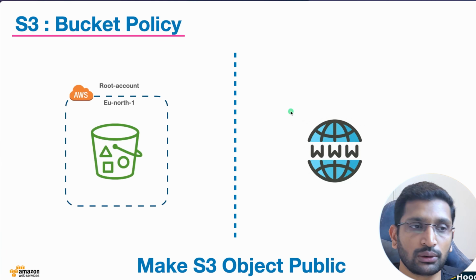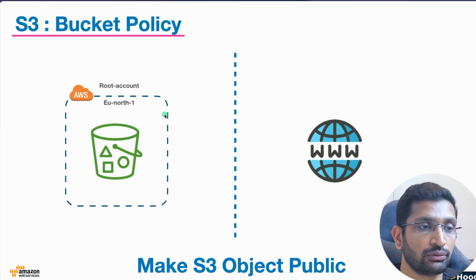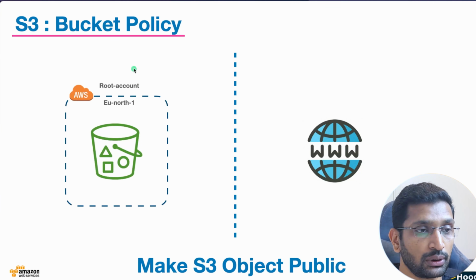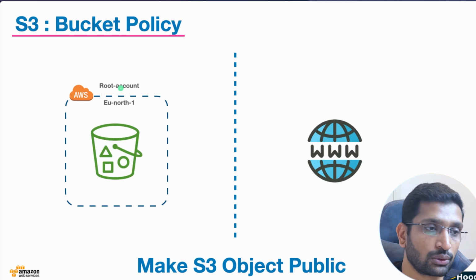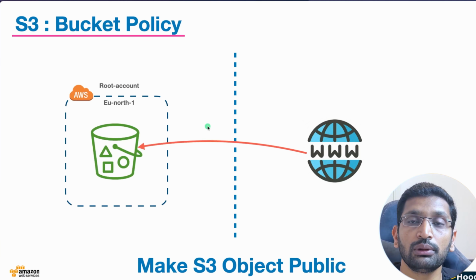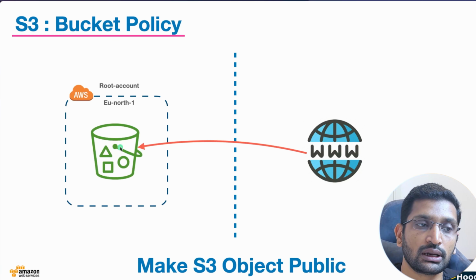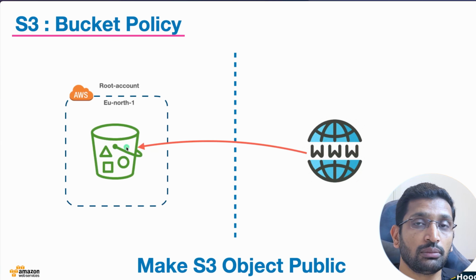So here what we are going to do, we are not going to use any other account for this particular demo. We already created an S3 bucket in our root account, but now we are just going to enable public access. So anyone from the internet should be able to access that particular S3 bucket using that bucket URL.